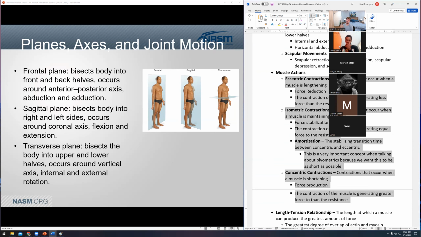But I would label the movement based on when I am pushing against the box to place it up above, not when I'm relaxing the box to lower it down. When the muscle shortens or when the muscle actively pulls, that's how we label our exercises. That's how we label our joint movements, not when the muscle is lengthening to relax. Everybody clear on that? We'll explain it again.